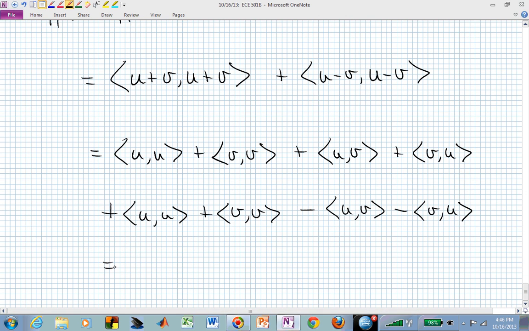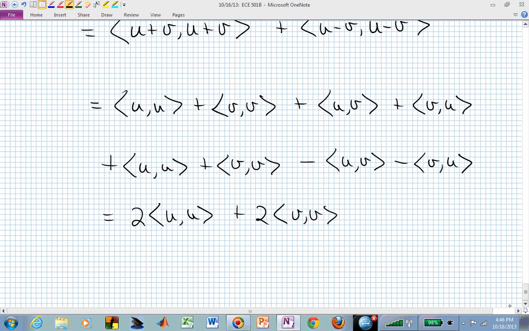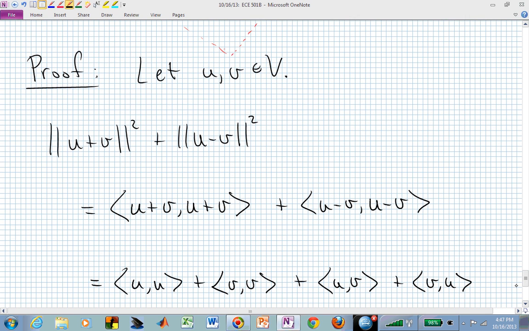Then I have a minus v and u. And all of those taken together says that I now have two u inner products with itself and two inner products of v with itself. And the other four terms cancel. Or this is now 2 times the norm of u squared plus the norm of v squared. And that's what we wanted to show, that that was equal to the norm squared of the diagonal entries in that parallelogram.